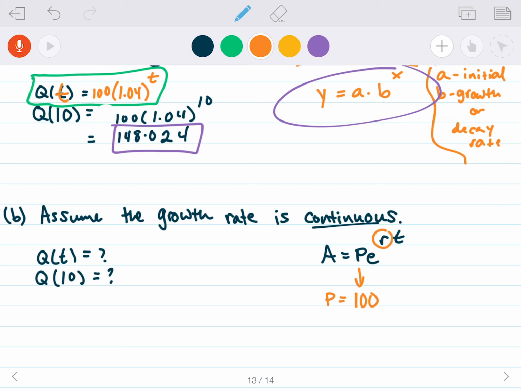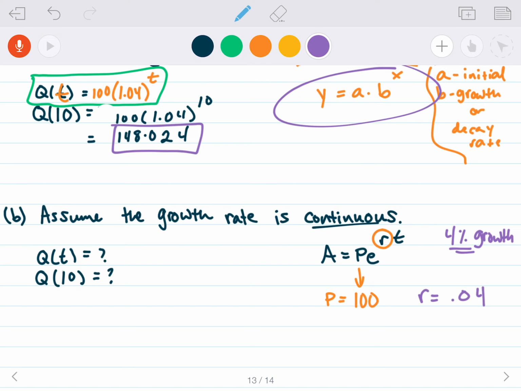R is going to be our growth rate as a percentage, right? And so here we have basically 4% growth. That's what they're telling us. And so this is just going to be r is equal to 0.04. And it's positive because we're growing. Okay, so that's our percentage growth rate.